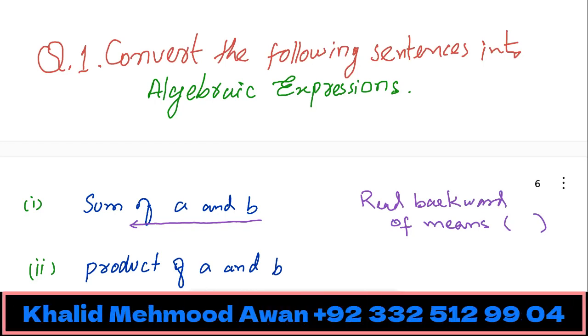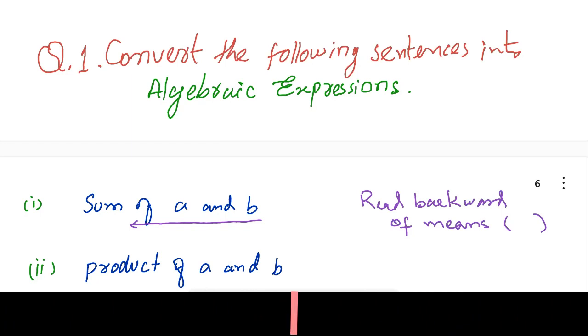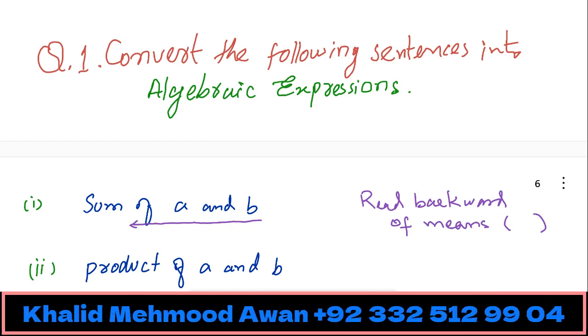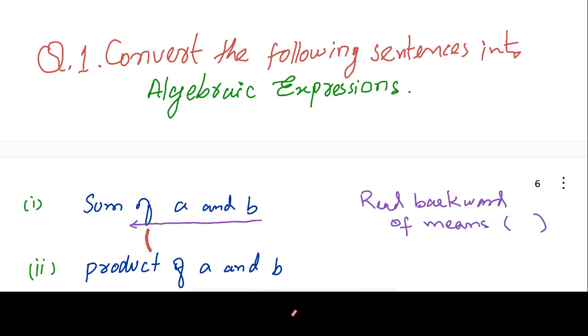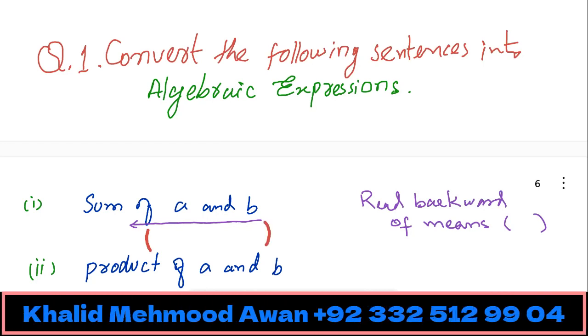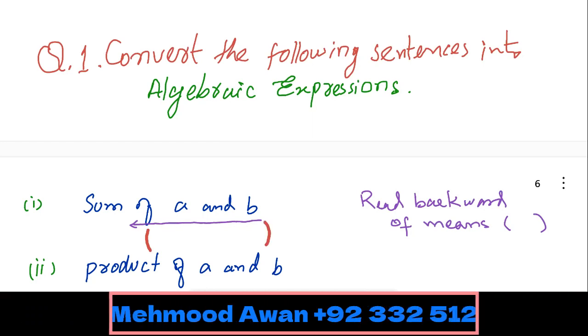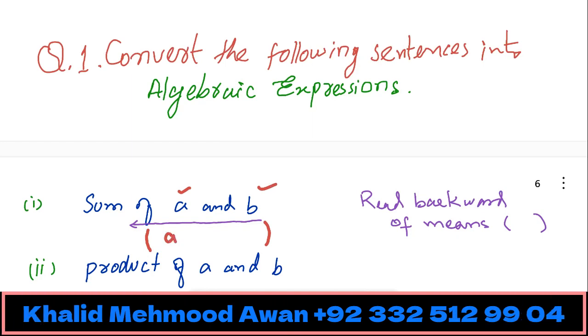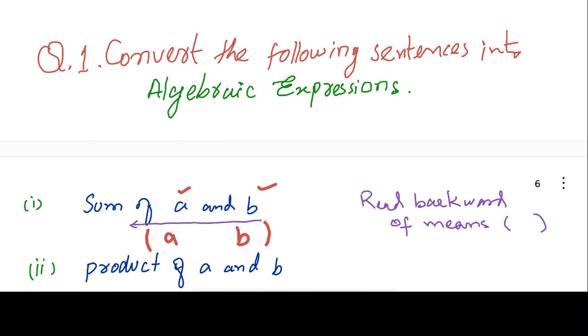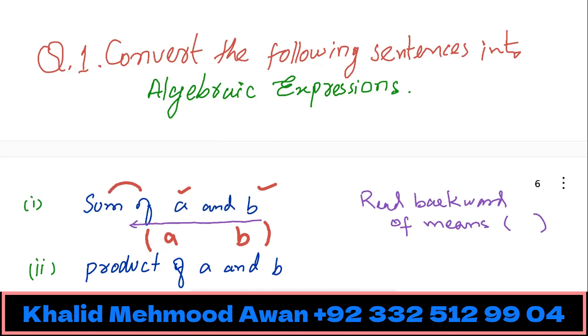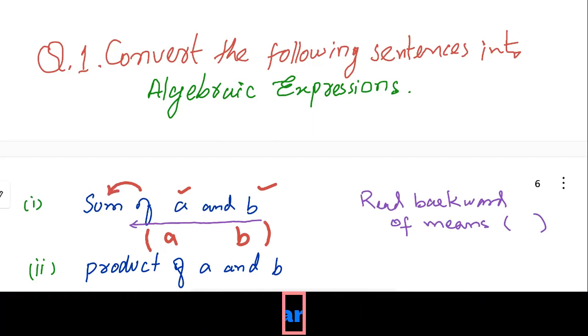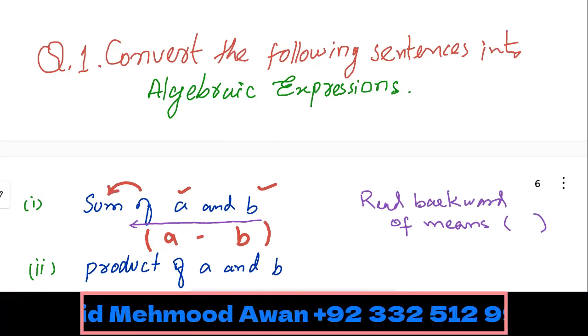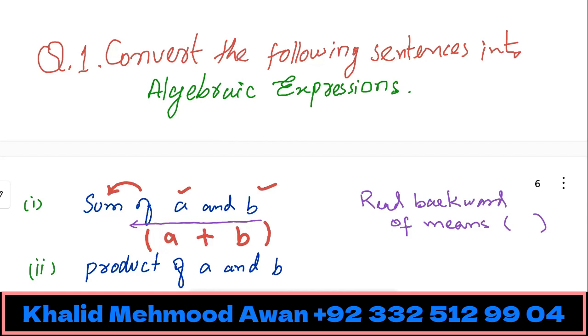Now let's read the first statement. Sum of A and B. So I'm starting with B and A, of. So of will be having a bracket until the end of the statement. And there are two variables after the of. There is A and B. So we are writing A and B inside the bracket. And before of, there is a word sum. So sum means there must be a plus sign between these two variables.